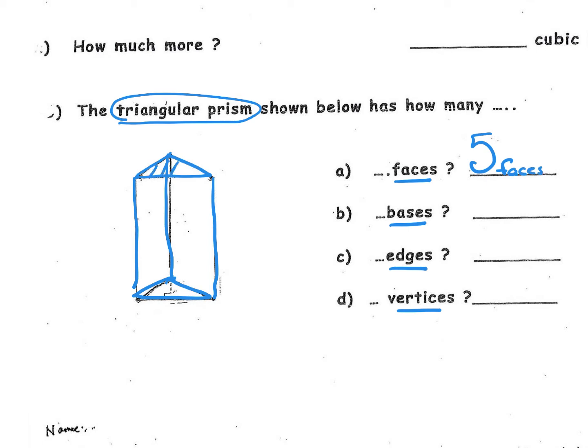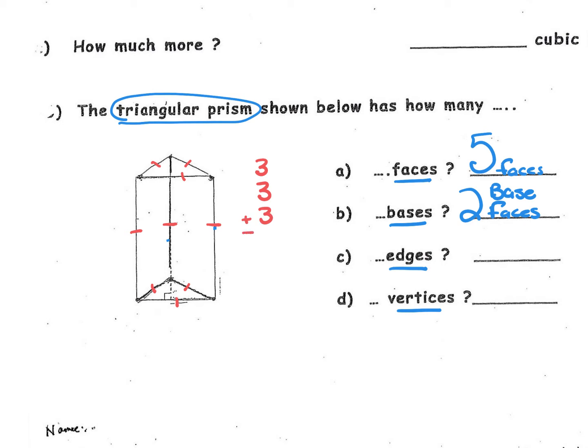We know the top and the bottom faces are called base faces. So there are 2 base faces. And edges. Grab your pencil and mark the edges with me. We have 3 edges on top, 3 edges on the side, and 3 edges on the bottom. 3 plus 3 plus 3 means there are 9 total.